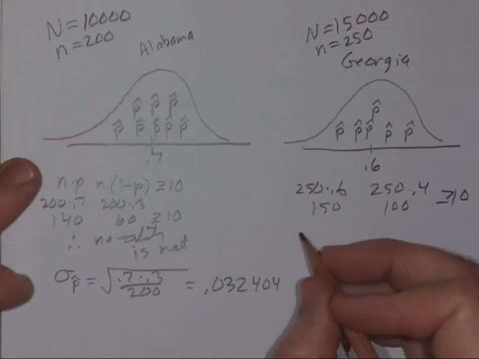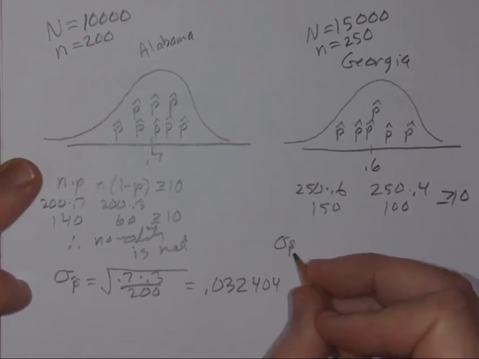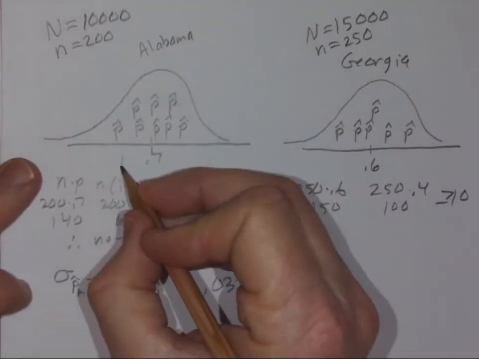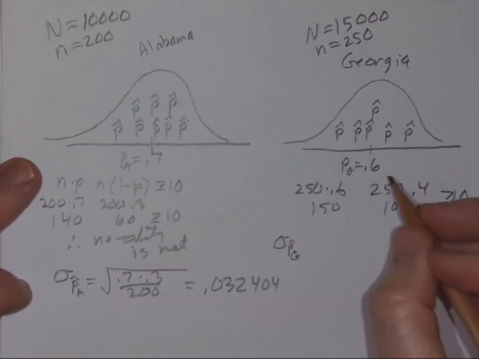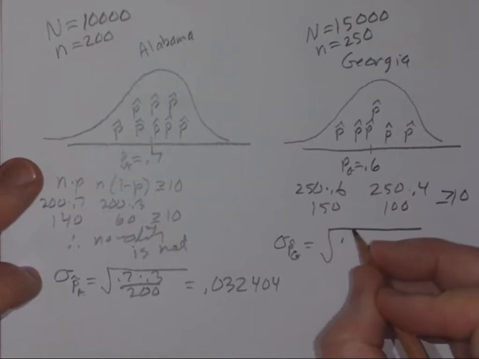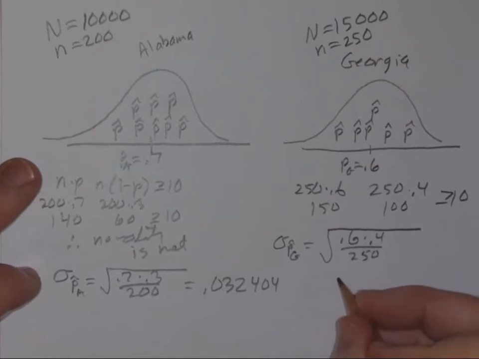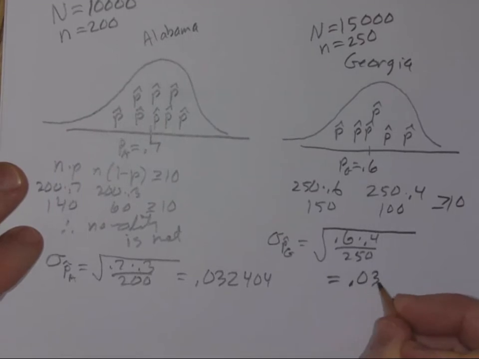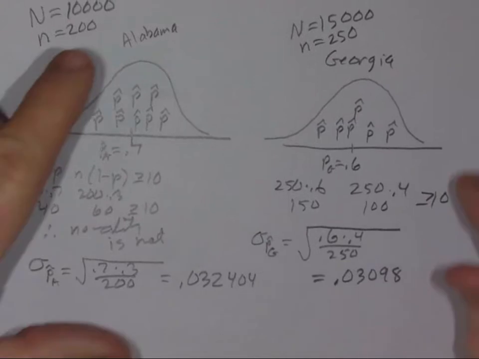Okay, then we can find the standard deviation of this. So the standard deviation of our p hats from Georgia, I'll call this sub G for Georgia and sub A for Alabama. So my P sub A is 0.6 and my P sub G is 0.6. All right, and so our little formula for that would be the square root of 0.6 times 0.4 over 250, and that in fact is equal to about 0.03098.